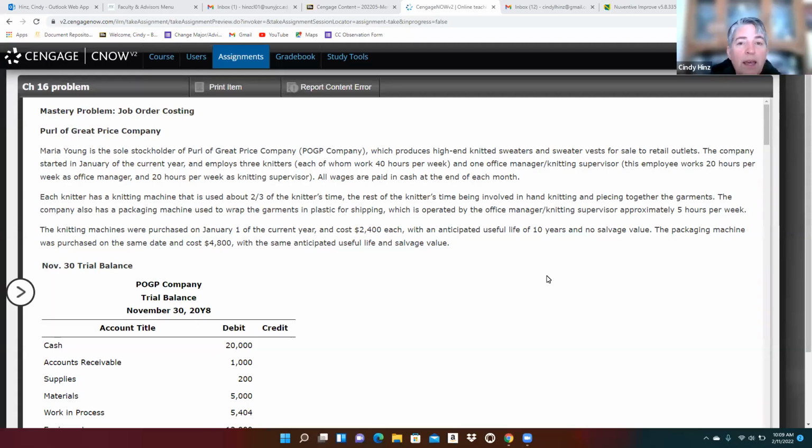And we are looking at the Chapter 16 problem for managerial accounting. This is the mastery problem on job order costing. So we are going to work through this problem from start to finish.